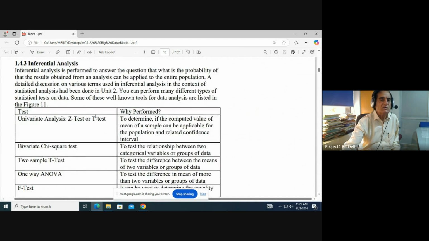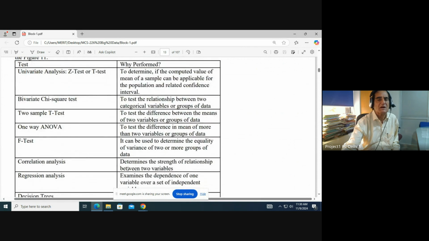So that's univariate analysis, bivariate, and chi-square test, two sample t-test, ANOVA, a one-way test for difference between the means of more than two variables or groups of data. Then F-test can be used to determine the equality of variance. These are all the tests. Z-test or t-test is used to determine if the computed value of the mean of a sample can be applicable for the population. Keep in mind population and sample.